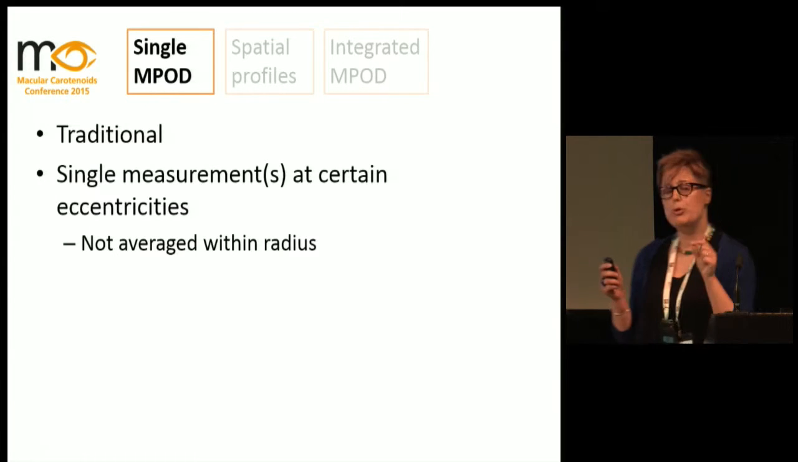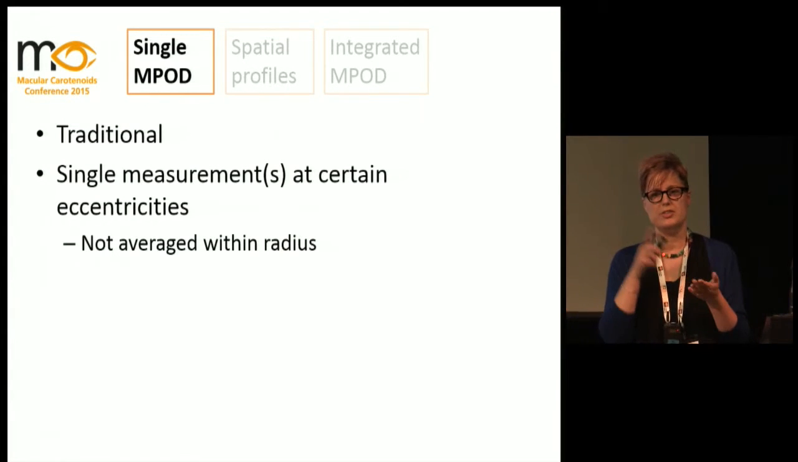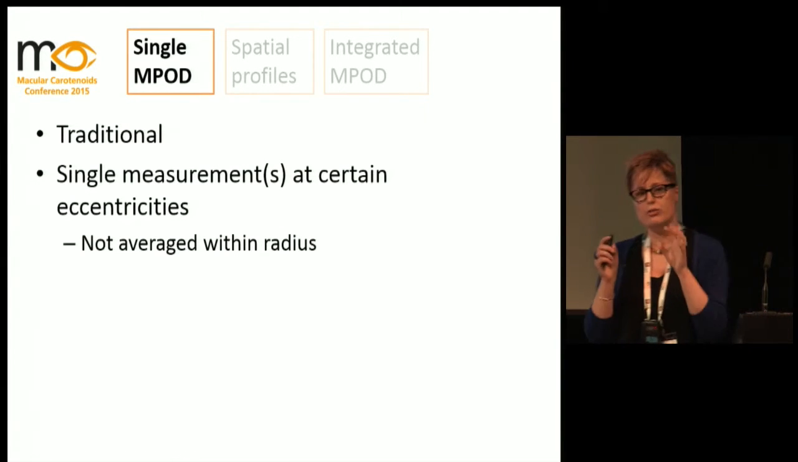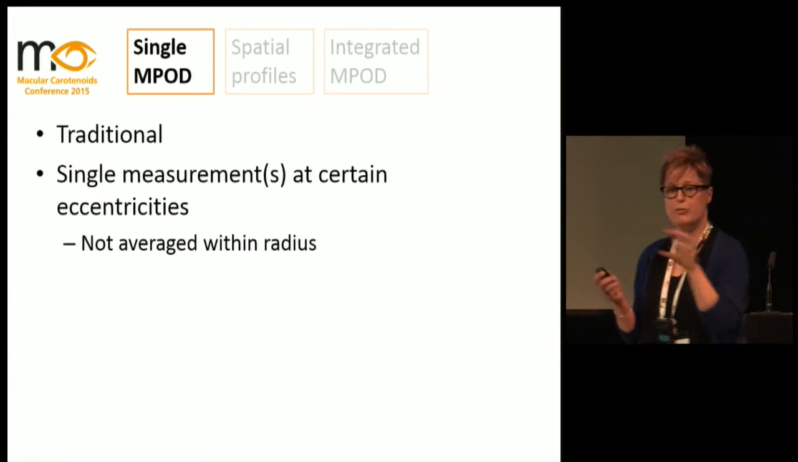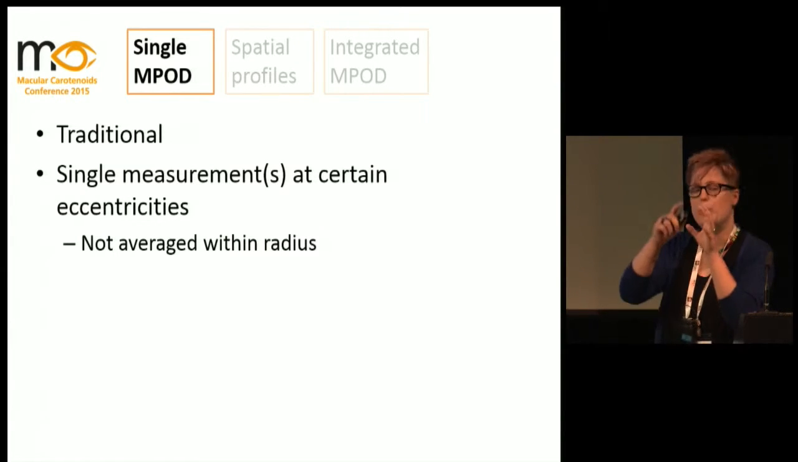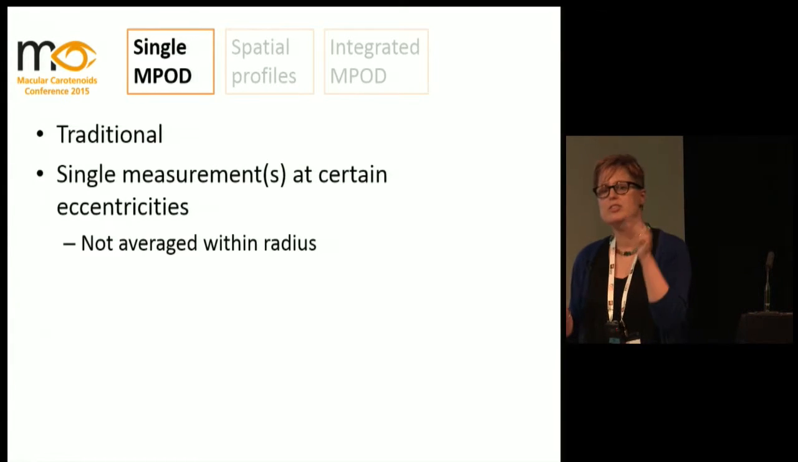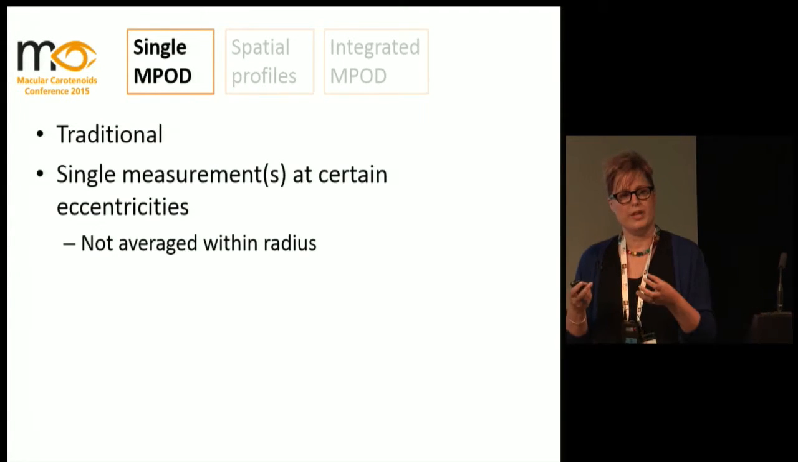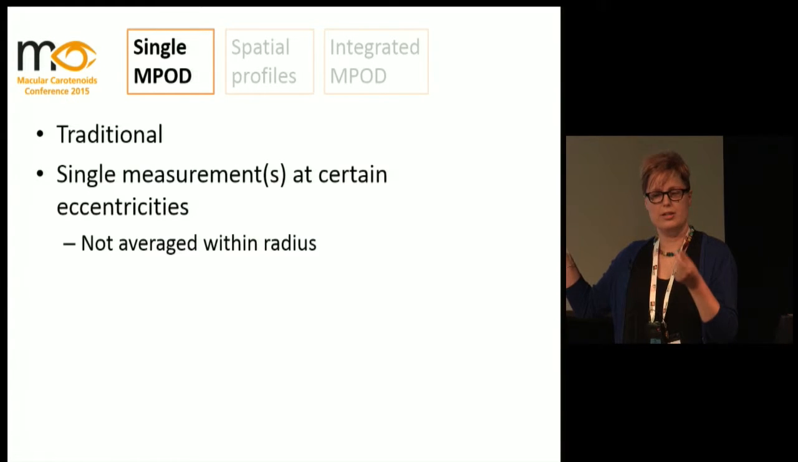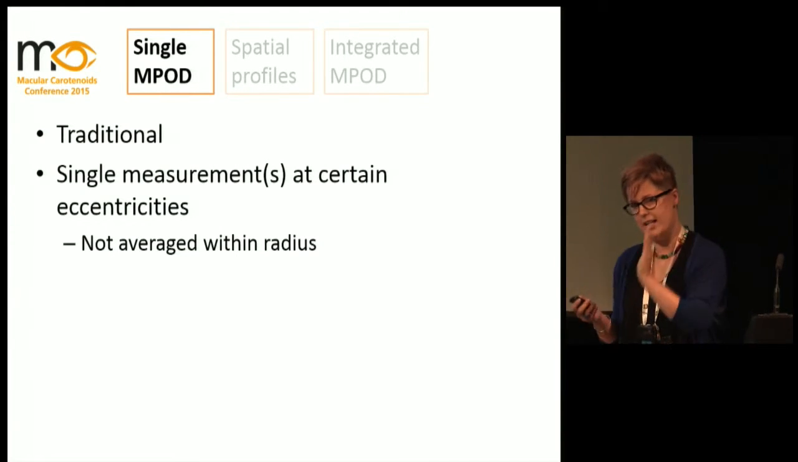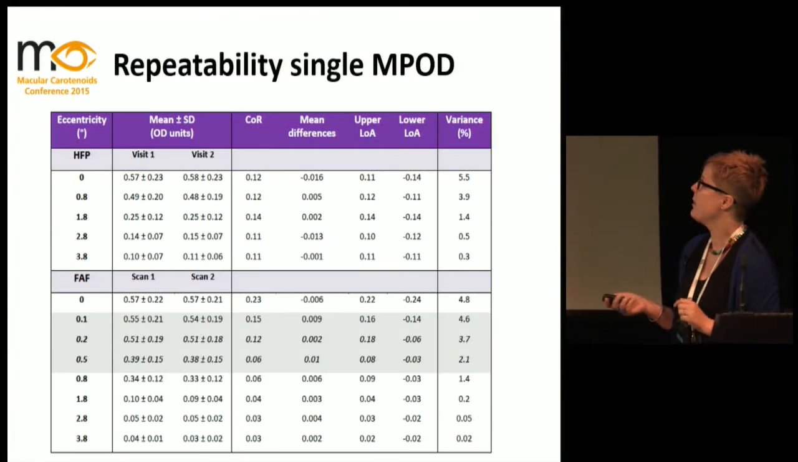I do want to point out, though, that when I'm talking about a single measurement of macular pigment at a certain eccentricity, I am not talking about the average of the macular pigment within a radius up to that eccentricity. I'm only saying that because the output of some of the instruments will actually offer you that number. So what we're talking about today is the measurements of macular pigment at a certain eccentricity.